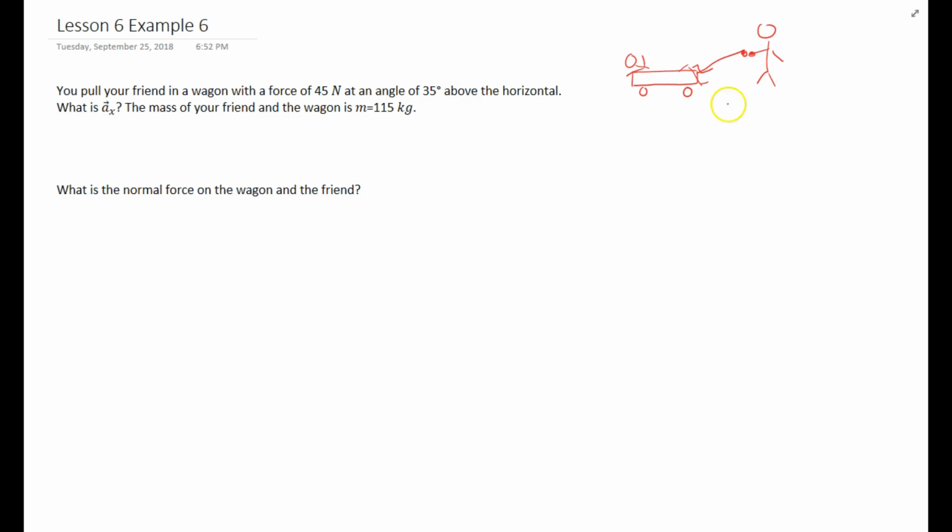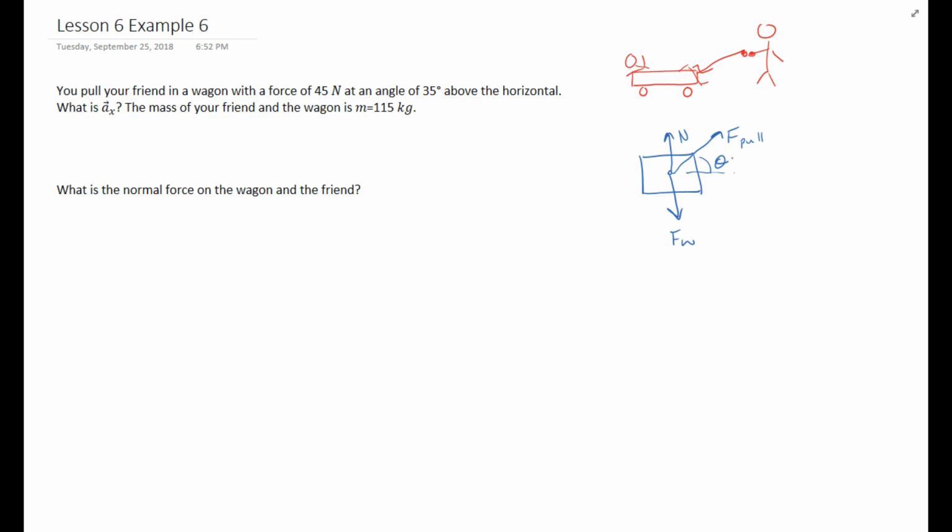So I've done a nice little sketch over here, but we're going to draw an actual free body diagram for the situation. And as always, our object is a lovely square. All right, so that is my friend in the wagon. That particular object does have the force of weight acting down on it. It is being supported by the ground, which is the normal force. And then we also have the force of our pull that is 35 degrees above the horizontal.